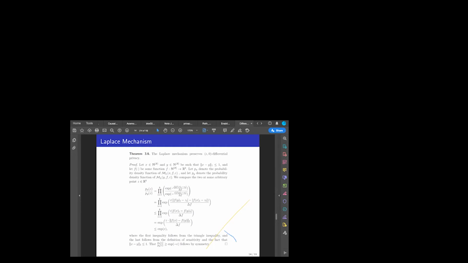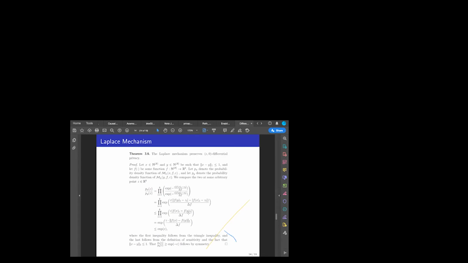So this boils down to the product of, well, IID variables from database X and then the corresponding ones for Y. The next step should be obvious, and this step basically follows from the triangle inequality: |A| minus |B| is less than or equal to |A minus B|. And if you remember, this is basically nothing but the one norm of the query function.